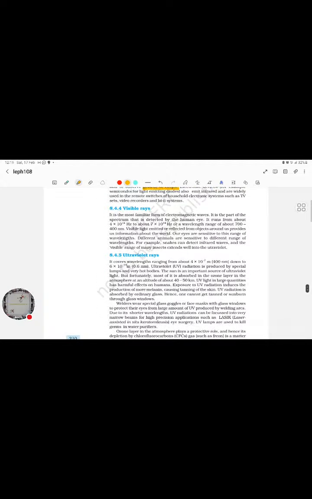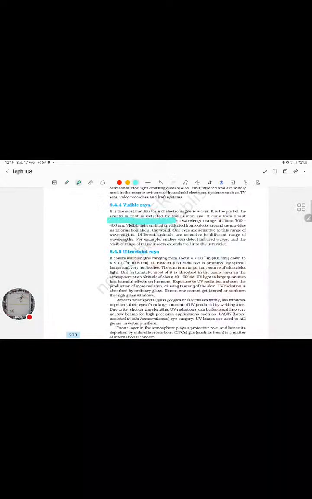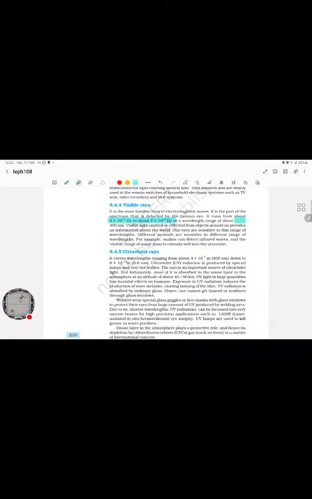Moving on to visible rays, wavelength range of 700 to 400 nanometers. Visible light emitted or reflected from objects around us provides us information about the world. So our eyes are sensitive to this range of wavelengths.